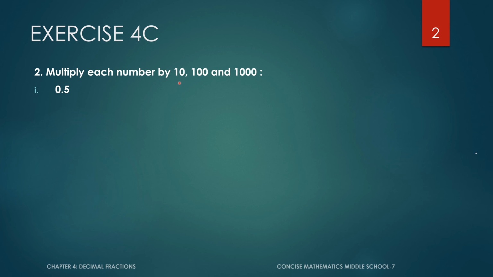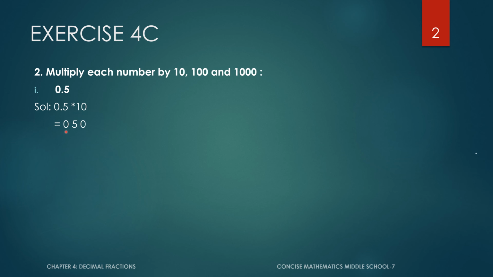First, let's multiply with 10. That is 0.5 into 10, right? So when you multiply it with 10, 100 or 1000 and this number is having a decimal point, then simply move the decimal point towards the right side. How many zeros are there? It is 10, right? So we have to move one place on the right side.